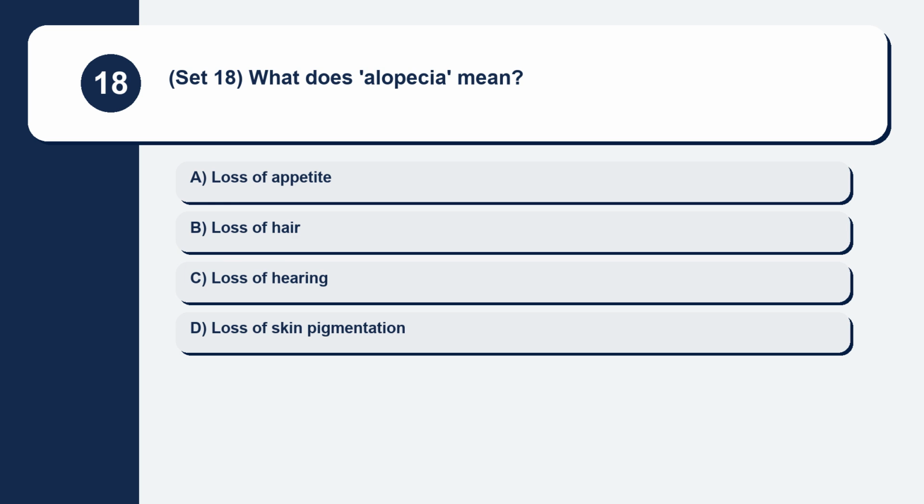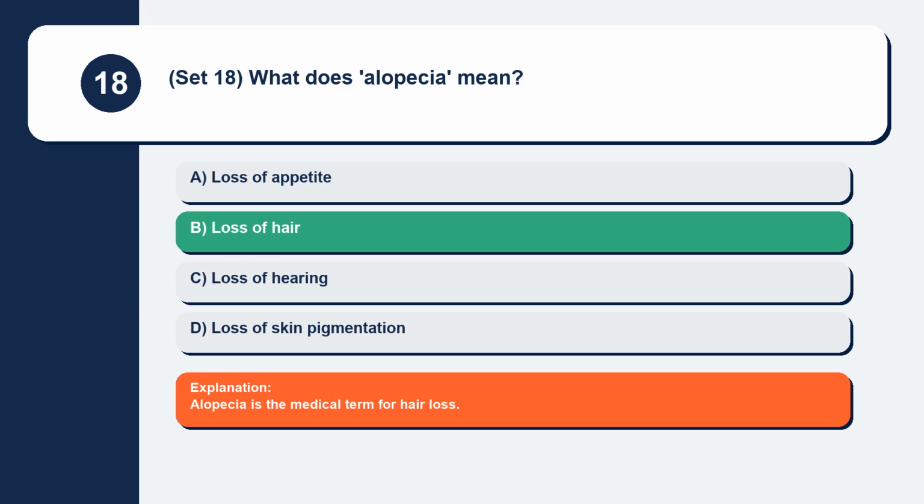Question 18. Set 18. What does alopecia mean? Loss of appetite, loss of hair, loss of hearing, loss of skin pigmentation. Alopecia is the medical term for hair loss.